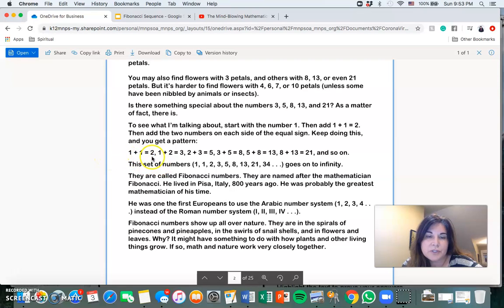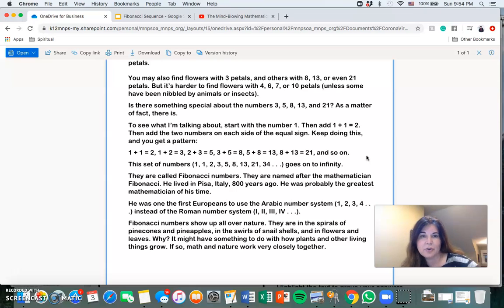1 plus 1 equals 2. 1 plus 2 equals 3. 2 plus 3 equals 5. 3 plus 5 equals 8. 5 plus 8 equals 13. 8 plus 13 equals 21, and so on. This set of numbers, 1, 1, 2, 3, 5, 8, 13, 21, 34, goes on to infinity, like forever. There's no ending for it.